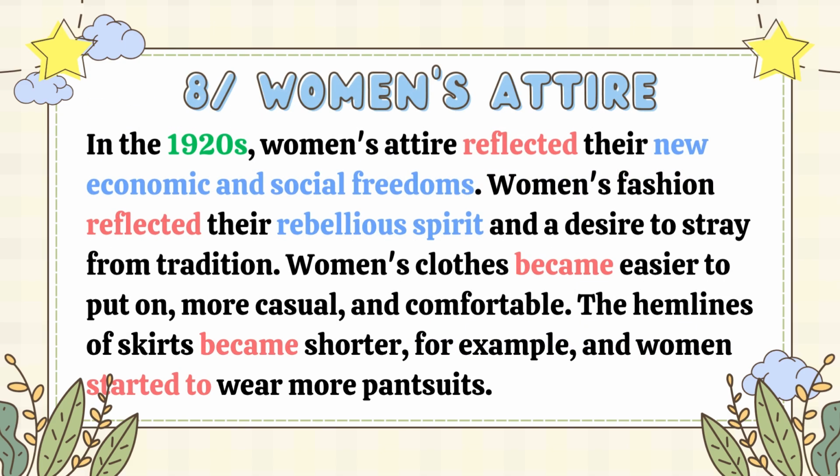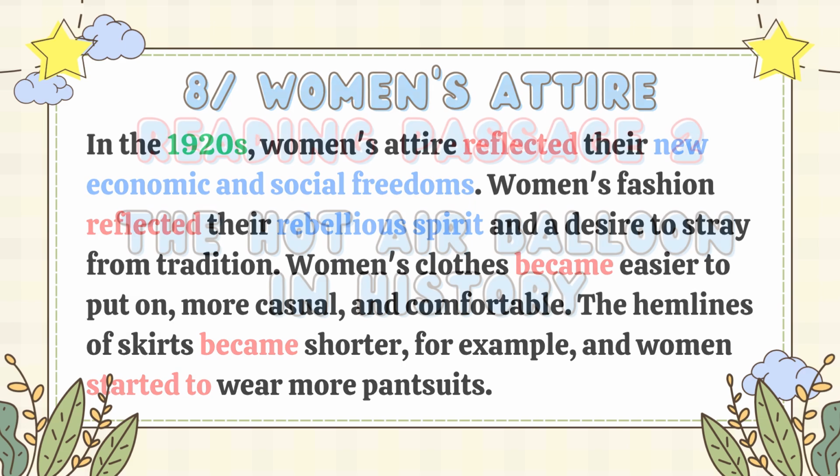8. Women's attire. In the 1920s, women's attire reflected their new economic and social freedoms. Women's fashion reflected their rebellious spirit and a desire to stray from tradition. Women's clothes became easier to put on, more casual and comfortable. The hemlines of skirts became shorter, for example, and women started to wear more pantsuits.